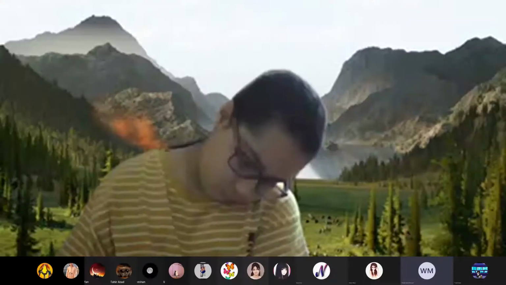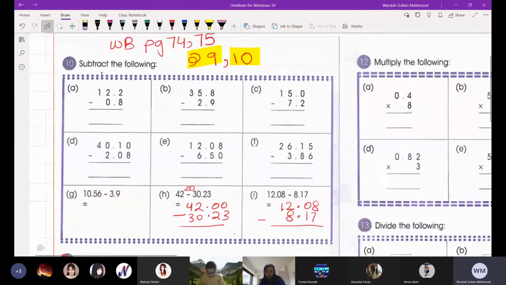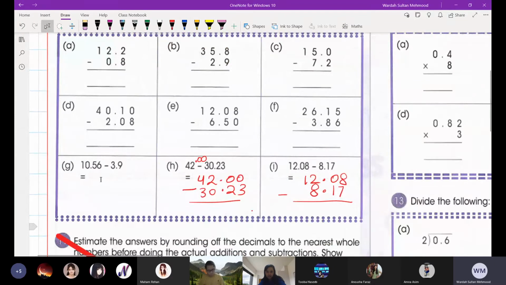Question number 9 and 10 today, page number 74 and 75. You only have to subtract and add. In question number 9, you have to add. In question number 10, you have to subtract. First 6 questions have been arranged for you. Last 3 questions you have to arrange by yourself.